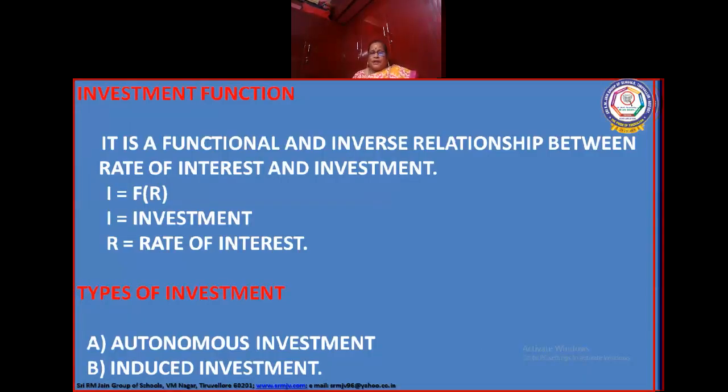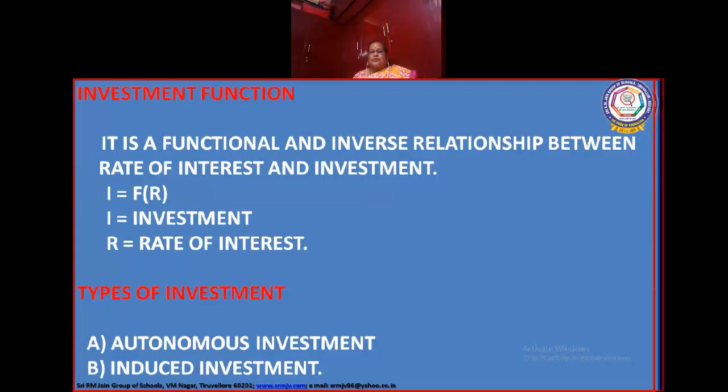Investment function. What is the formula for investment function? I is equal to F of R. At this time, let us recall the formula for consumption function. C is equal to F of Y. Do you remember? Okay. Now, let us see the investment function formula. I is equal to F of R. That is, it is a functional and inverse relationship between rate of interest and investment. I is equal to F of R. I refers to investment, R refers to rate of interest.